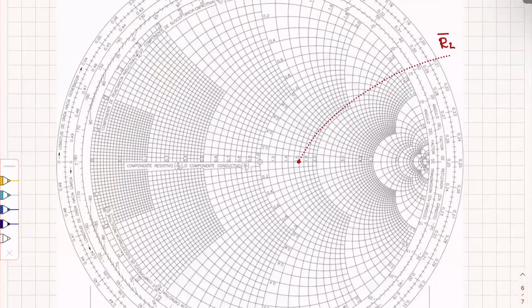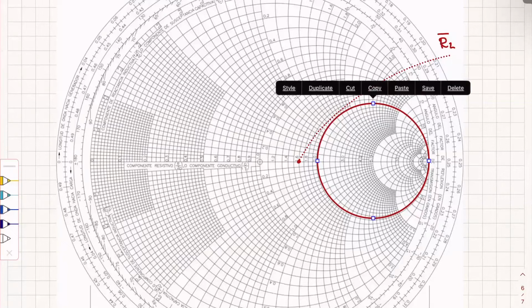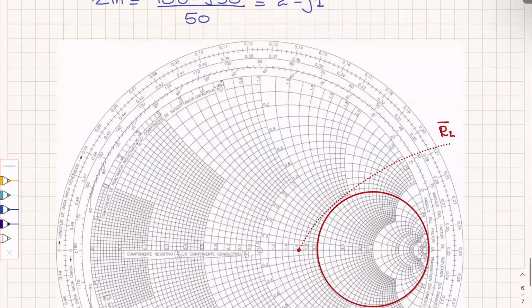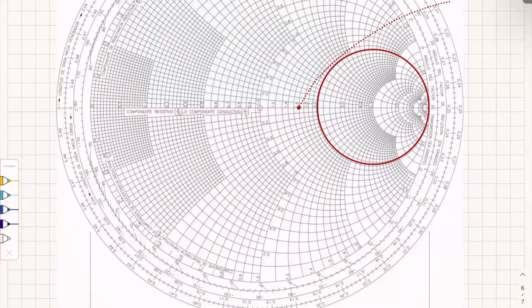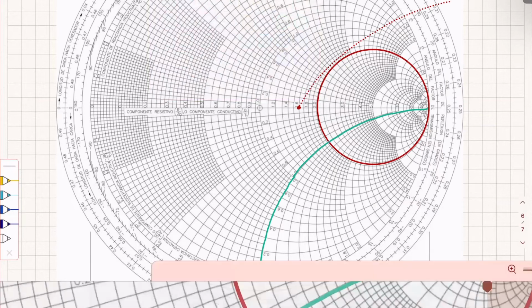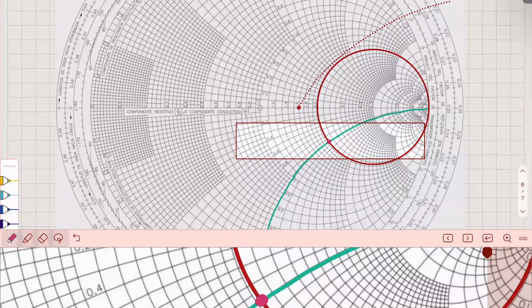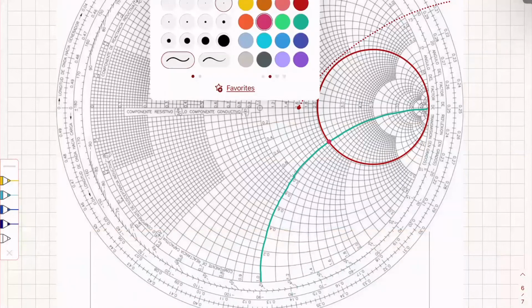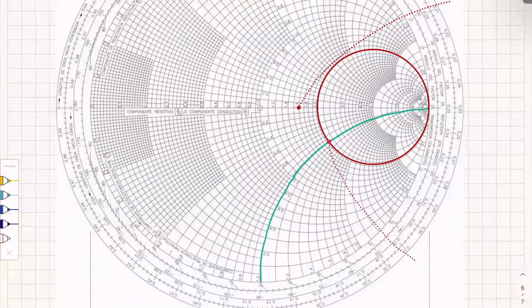Then I'll put Z in. Z in has a real part of 2, so I will have to draw the circle that goes through 2. And then its imaginary part, minus j1, I'll do it with green, is this circle. And therefore this point here is Z in.